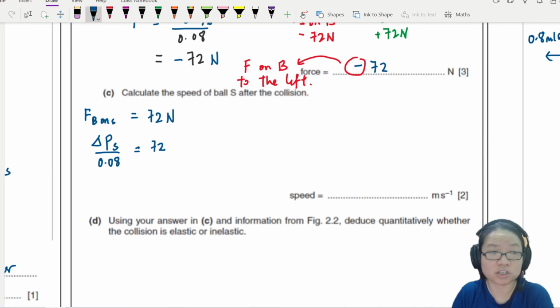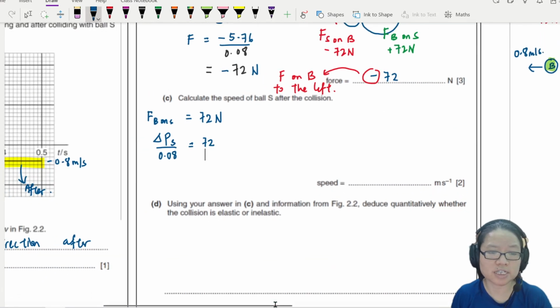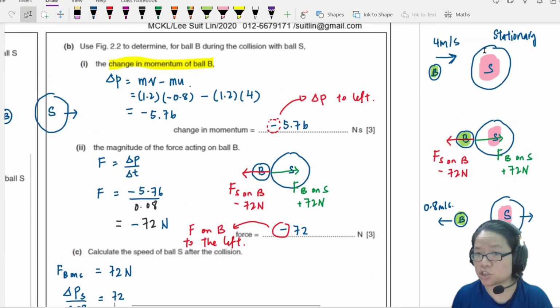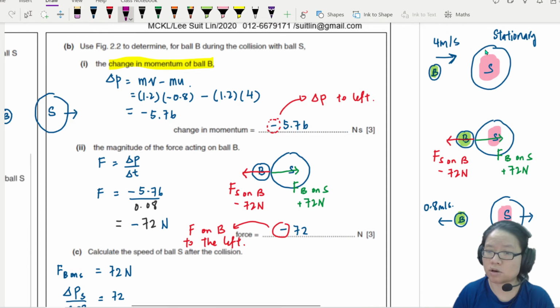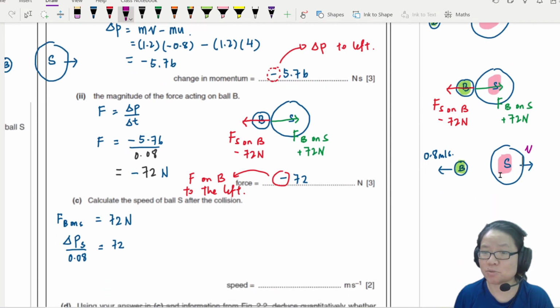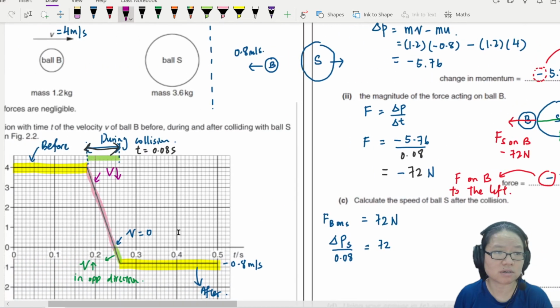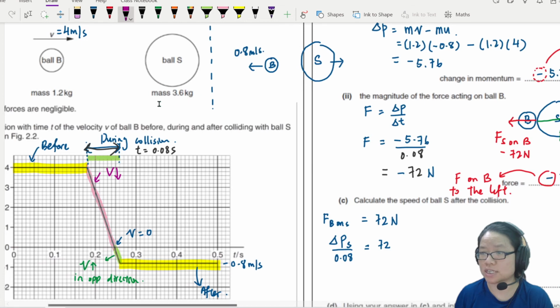Okay, so we can find the change in momentum of S. But if you remember, your S was initially stationary. Let me scroll here a bit so you can see your S. S was initially stationary. And let's say after the collision, it has a speed of V. I don't know what this V here is. We're going to find it. Okay, so the initial momentum is 0. The final momentum is the mass of S times V. And if you forget the mass of S, you are given here, 3.6 kg.